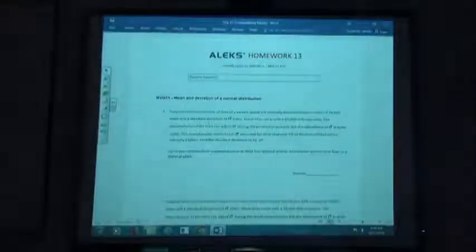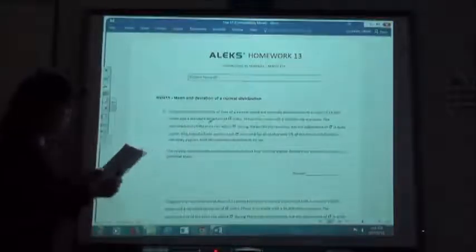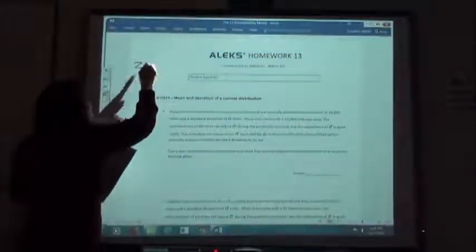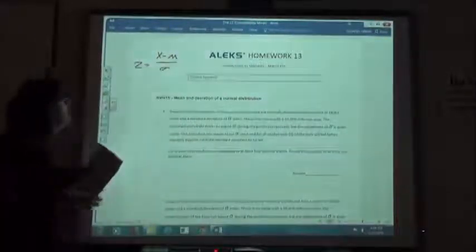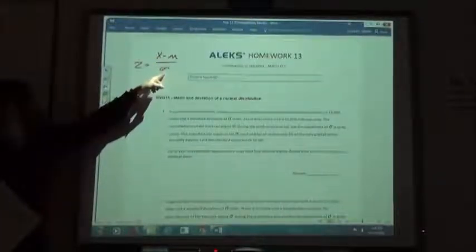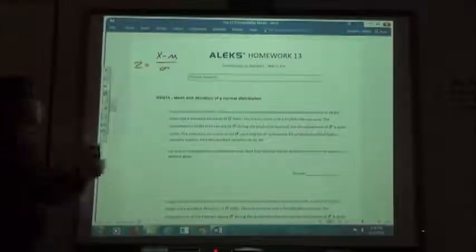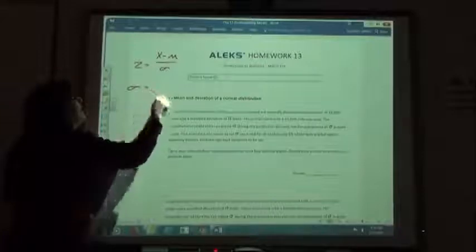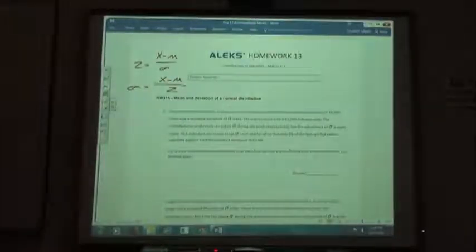All right, so homework 13, we are just going to rearrange our formula that we've been using. Our formula said that z was equal to x minus the mean over the standard deviation. What they're going to do is take this formula and solve it for the standard deviation instead. And when I do that, that basically is just going to switch these two symbols around. So my standard deviation is going to be equal to x minus the mean over the z. So that's the way we're going to do it on these problems. It's the same formula, just rearranged.